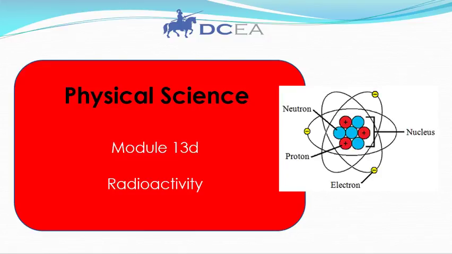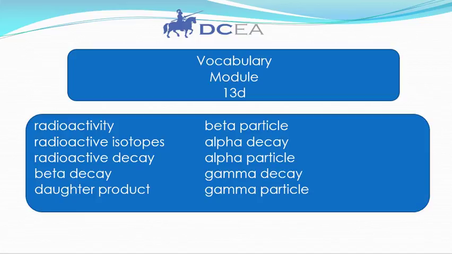Let's move on to Module 13D. We'll be talking about radioactivity. Quite a bit of vocabulary in this module: radioactivity, radioactive isotopes, radioactive decay, beta decay, daughter products, beta particles, alpha decay, alpha particles, gamma decay, and gamma particles.